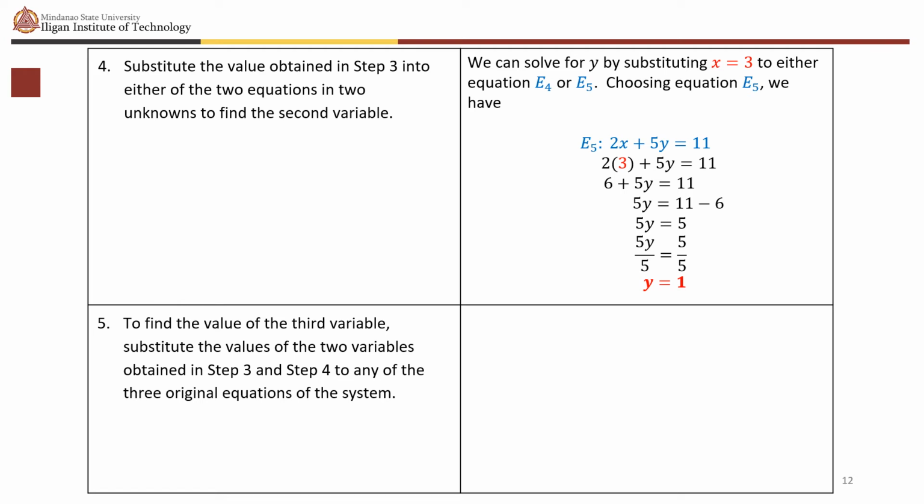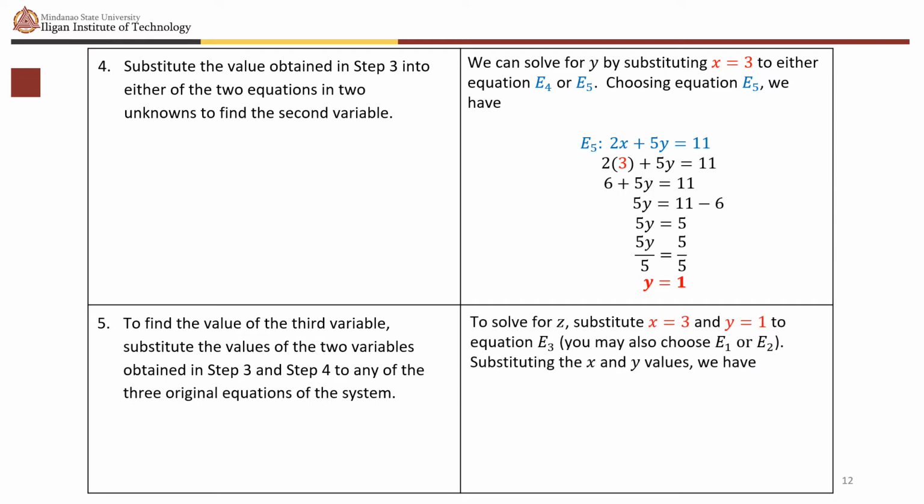To find the value of the third variable, we can substitute the values of the two variables obtained in step 3 and step 4 into any of the three original equations of the system. Then, to solve for z, we can substitute x equal to 3 and y equal to 1 into equation E sub 3. You can also choose E sub 1 or E sub 2, so that when we substitute the x and y values, we now have the following.